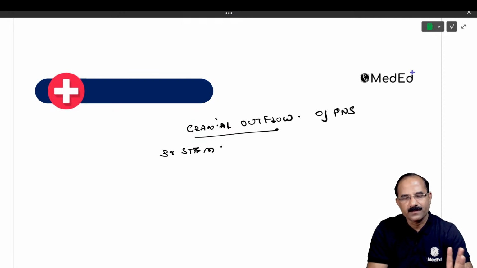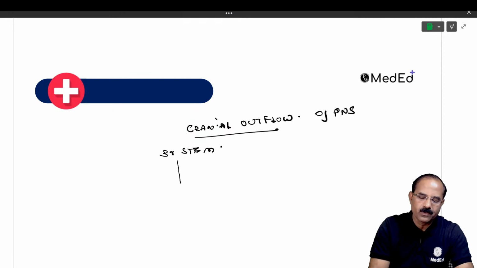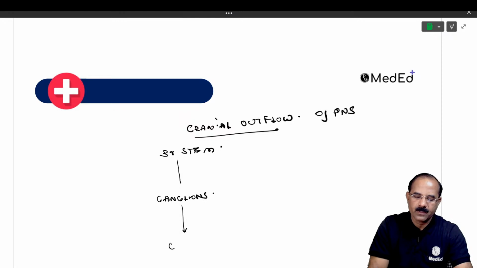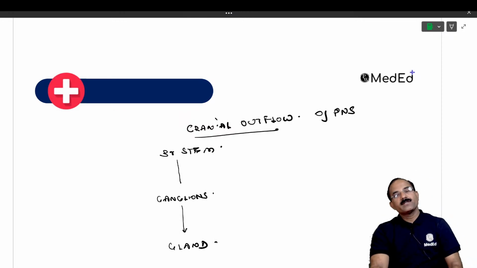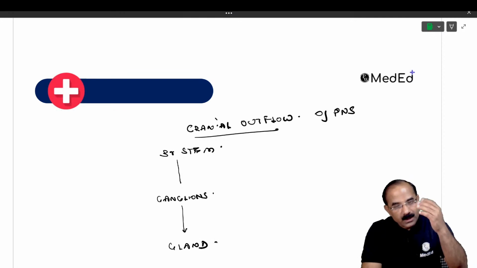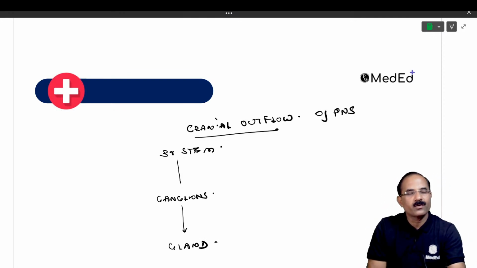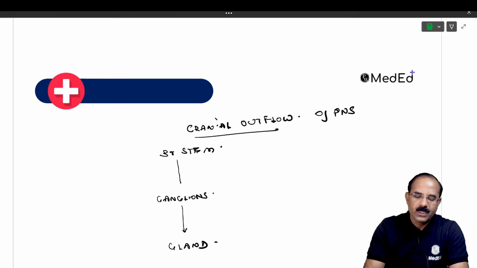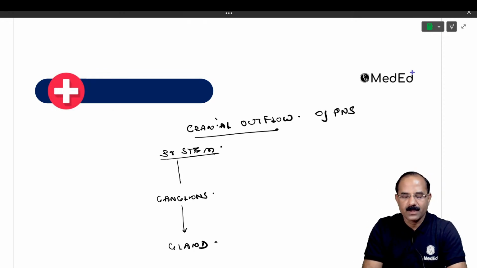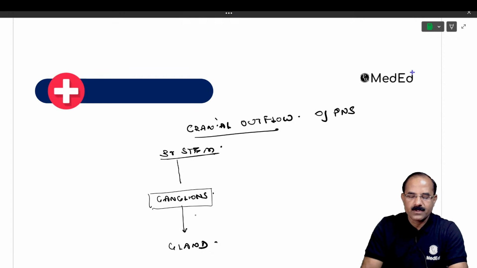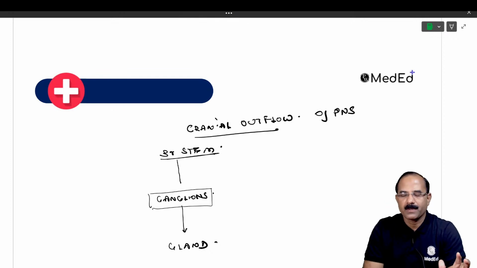Wait. Now just listen. They begin from the brainstem. They come to the ganglions, and then they will supply the gland. I told you this in an easy way. So where does the parasympathetic nervous system begin? Cranial outflow. We are discussing the cranial outflow. The second is the sacral outflow. So where does cranial outflow begin from? From the brainstem. Where do they come to? The ganglions, and then the fibers will supply the gland.